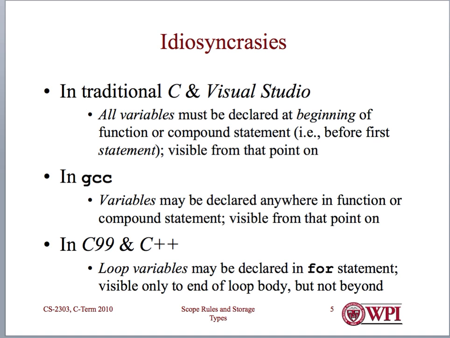In GCC, using the GCC compiler, you can actually declare variables anywhere in the function or compound statement, and of course they still follow the same scoping and visibility rules.